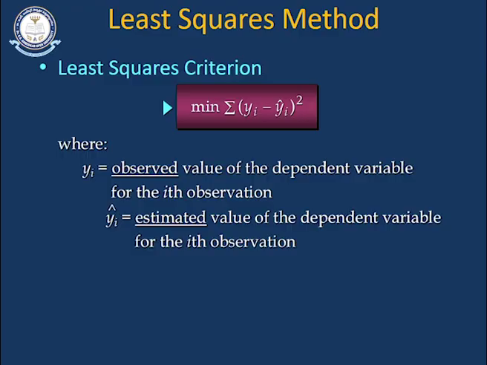Let us look at a method called the least squares method. The least squares method runs on the least squares criterion, which is nothing but minimizing sigma of (yi minus y hat i) whole square, where yi is the observed value of the dependent variable for observation i, whereas y hat i is the estimated value of the dependent variable for the ith observation.